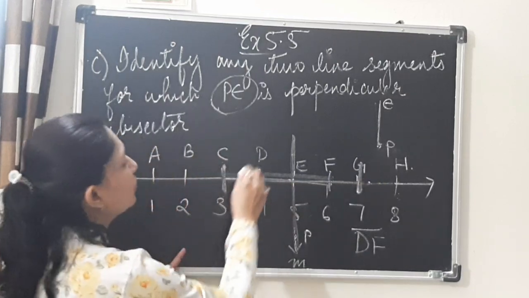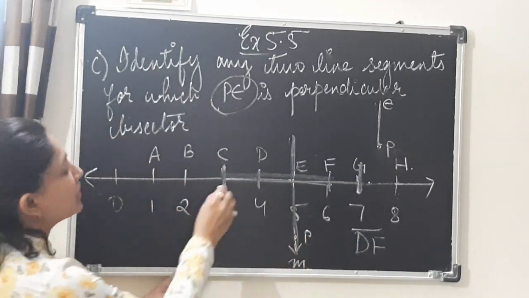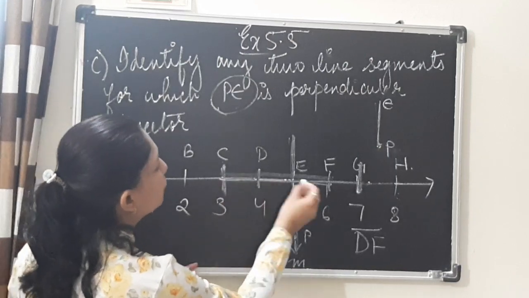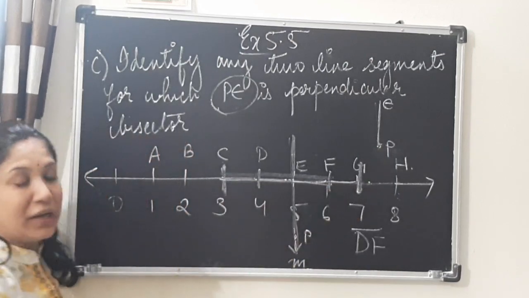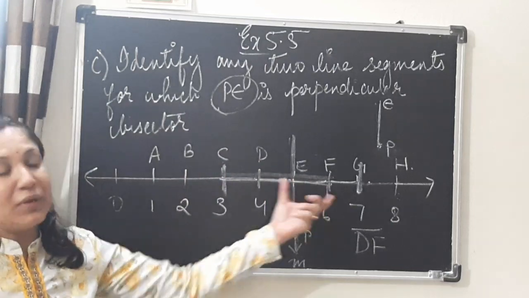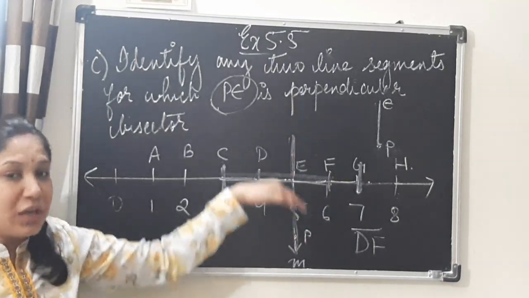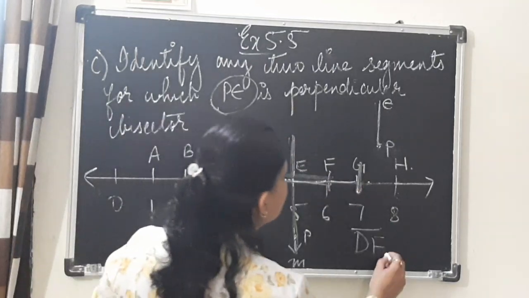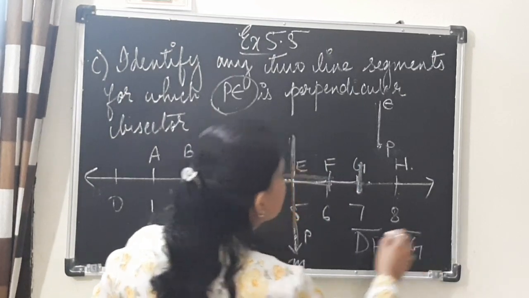Check CG also. Perpendicular bisector. Yes. See how many line segments here? 1, 2. Here also 1, 2. So it is dividing this line segment CG into equal halves. So one other line segment what you got is CG.